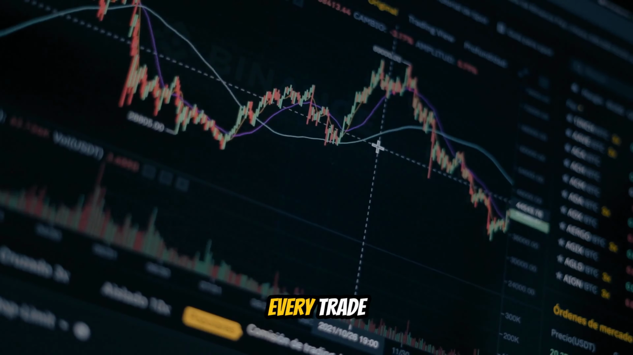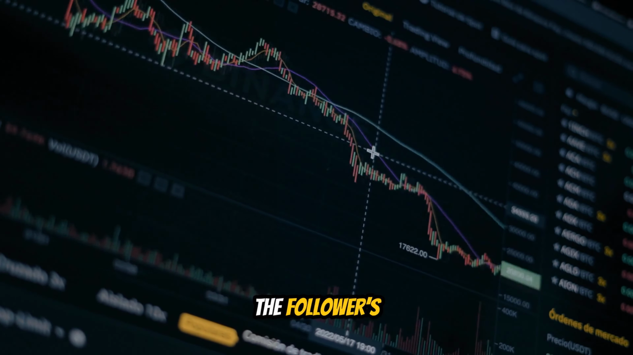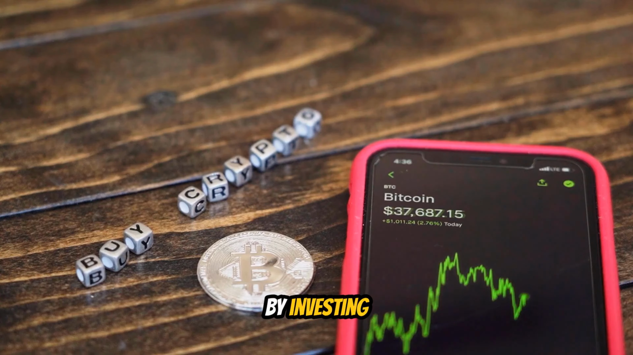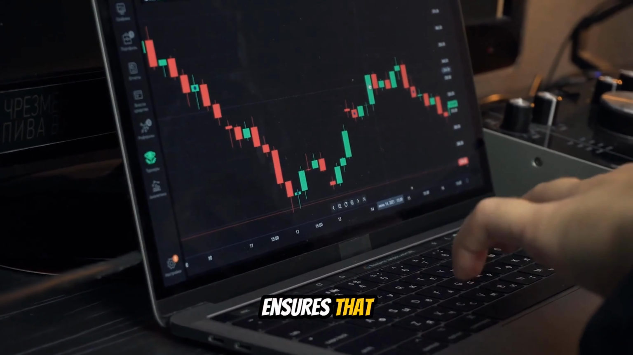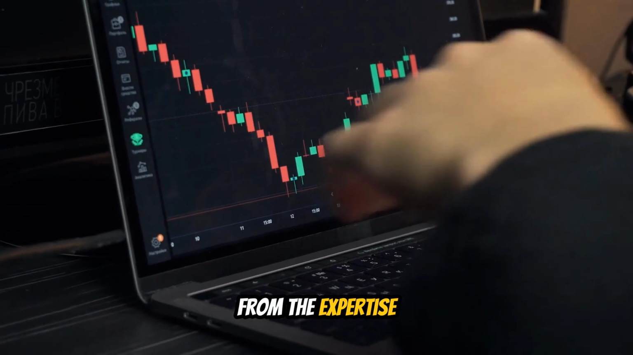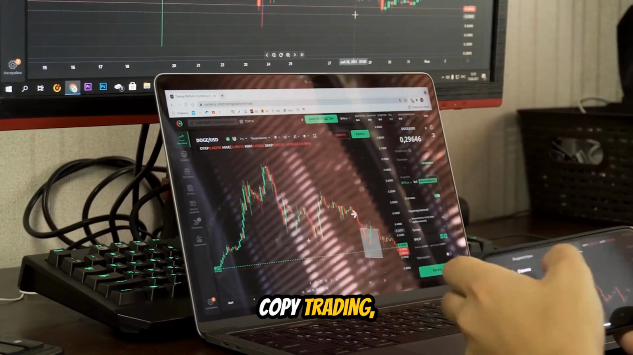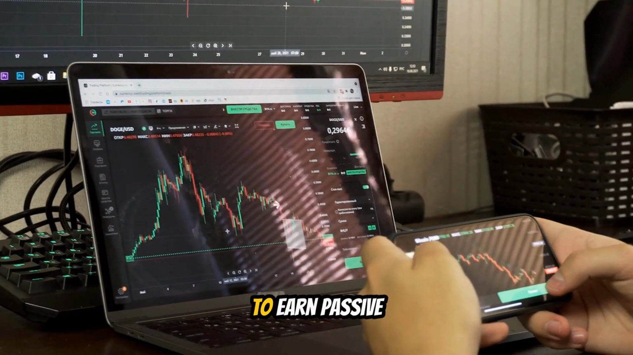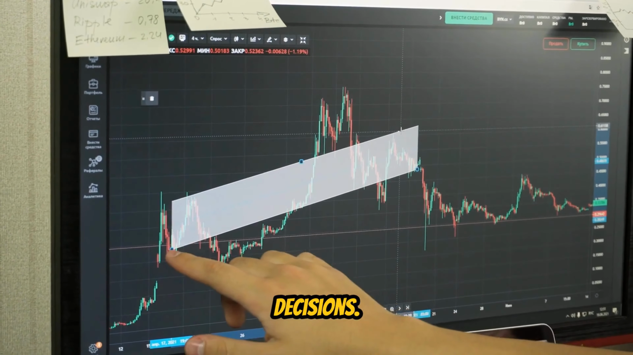Once selected, every trade made by the lead trader is automatically replicated in the follower's account, either by investing a fixed amount per trade or by matching a set ratio of the lead trader's positions. This seamless replication ensures that even beginners can benefit from the expertise of seasoned traders. By leveraging copy trading, users have the opportunity to earn passive income while learning from real-time market decisions.